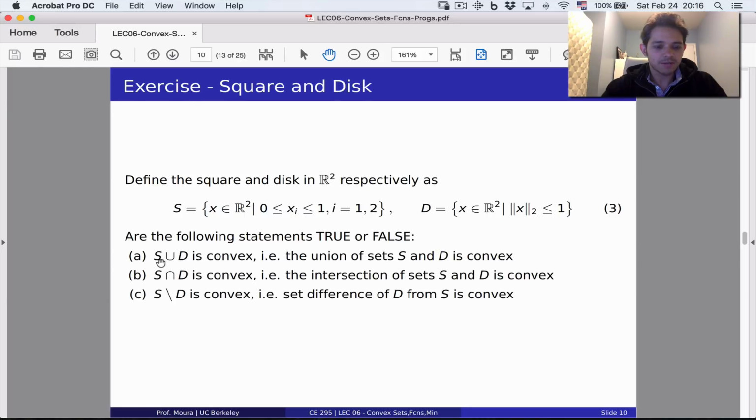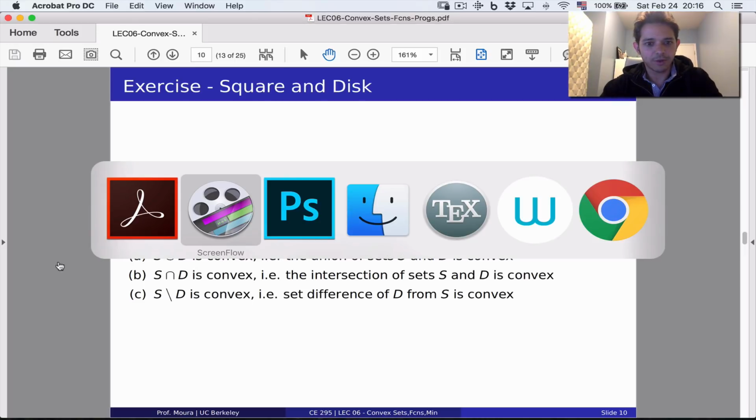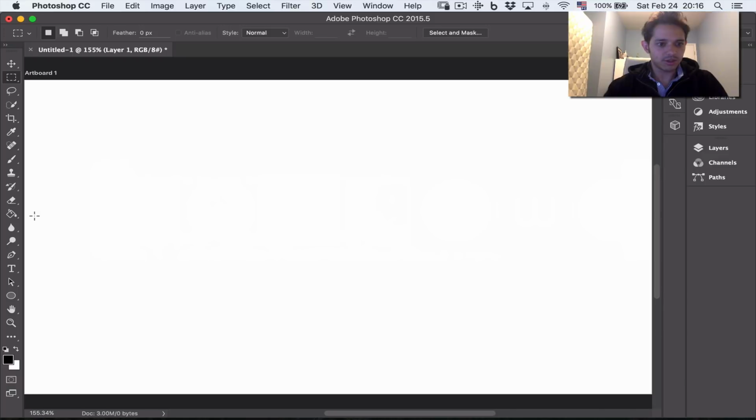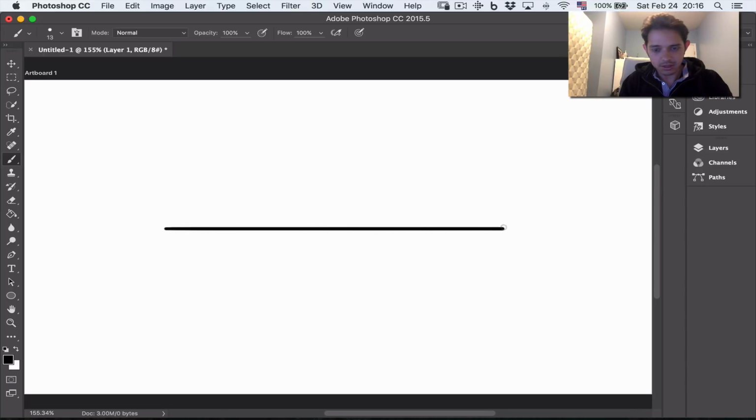We're going to consider if the union of sets S and D is convex, if the intersection of sets D and S is convex, and if the set difference of D from S is convex. So next, I'm going to go into Photoshop here, where we can now draw this. First I'm going to draw some axes. Let's do it like this. All right. So here is R2.